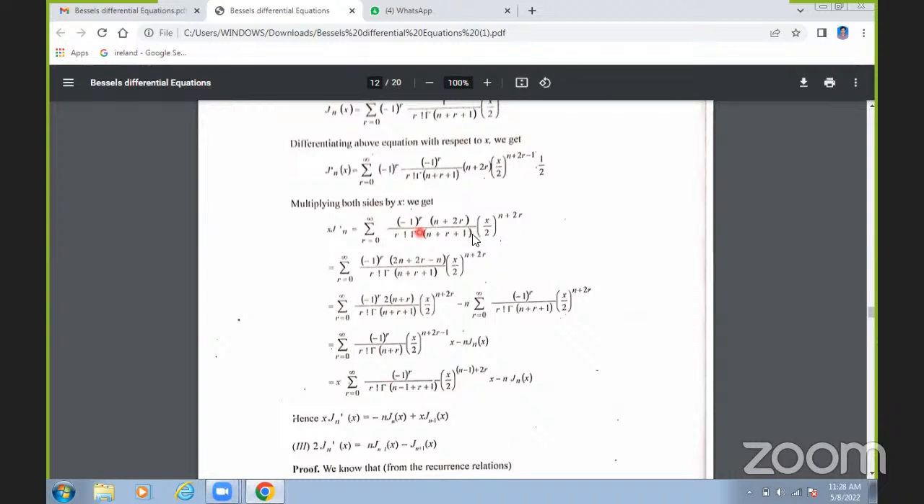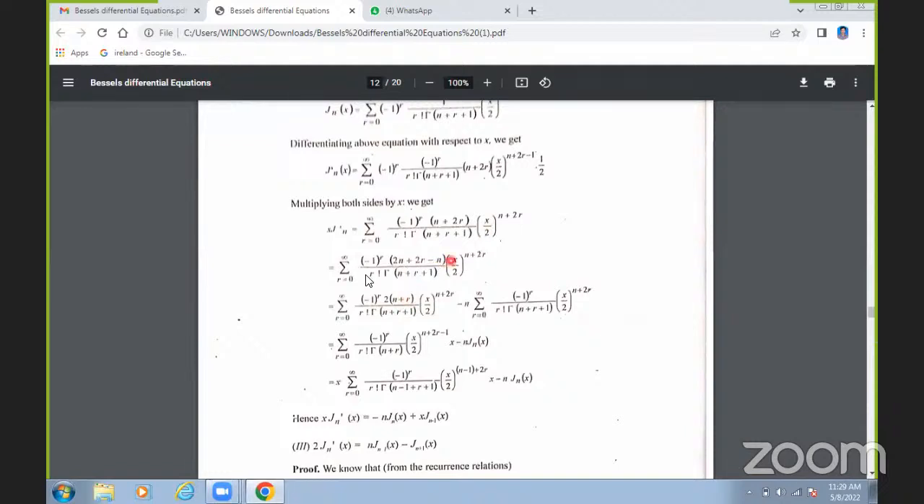Here we have (-1) to the power of r into 2n plus r, no? 2n plus r is there. So here, the n which we have, we are writing as 2n minus n. 2n minus n is nothing but n only. So we are writing 2n plus 2r minus n, the same as it is.